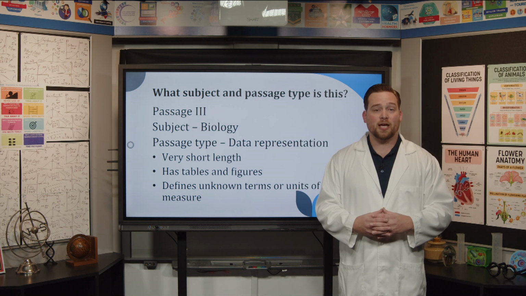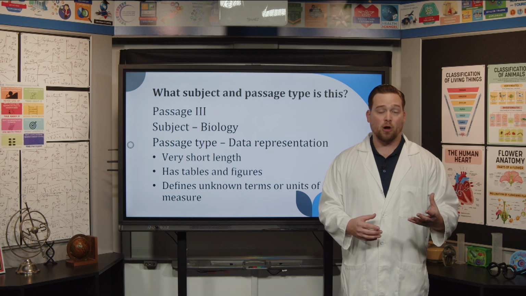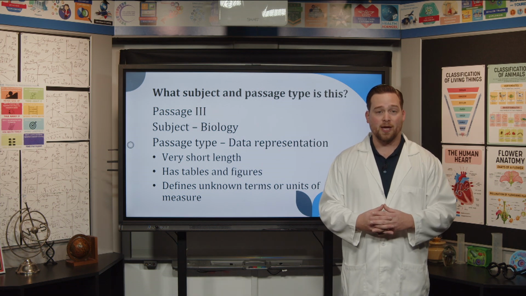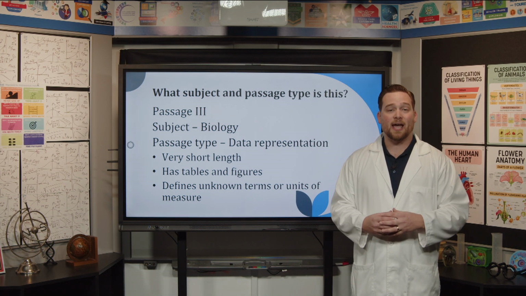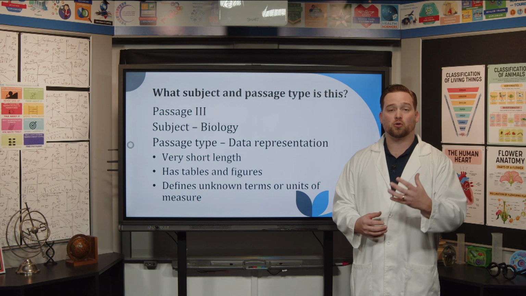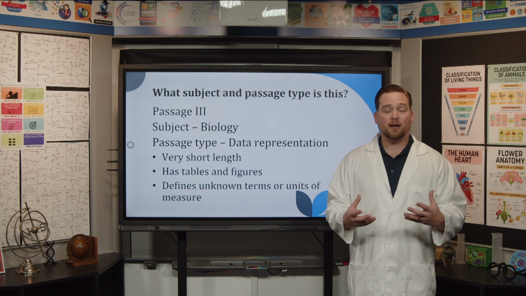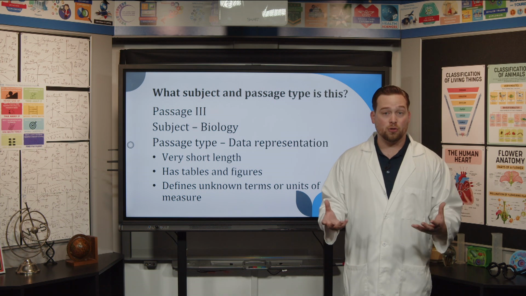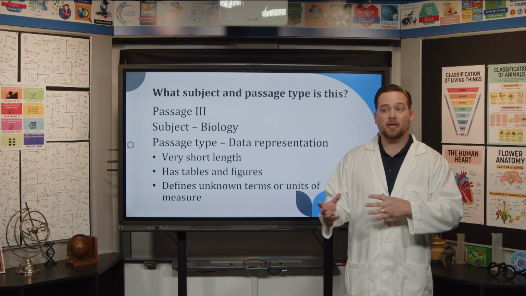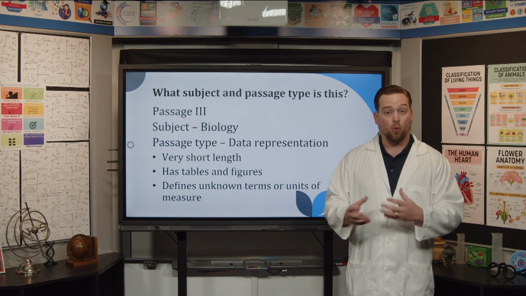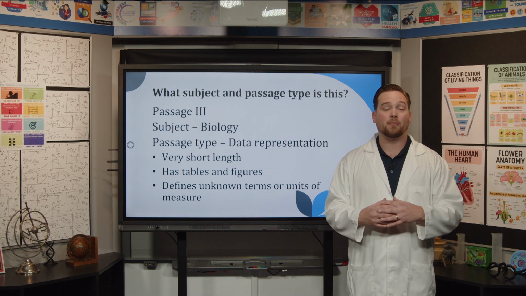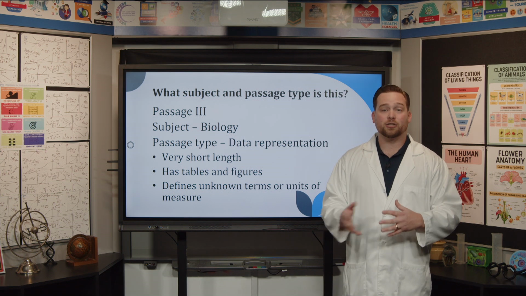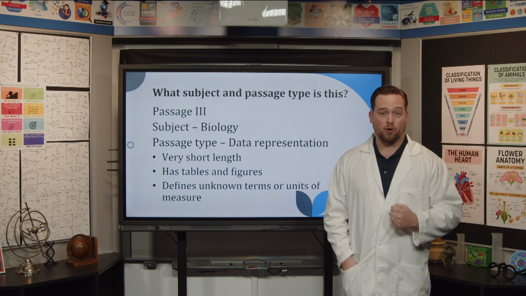These data representations will often have tables or figures to go along with them. We just saw them on the last page. And another big hint is that it's defining unknown terms or units of measurement. The data representation has to do that, especially if the units of measurement are not well known. So with all of that in mind, the subject here is biology and the passage type is data representation.